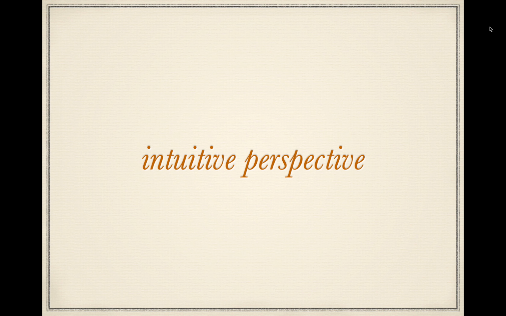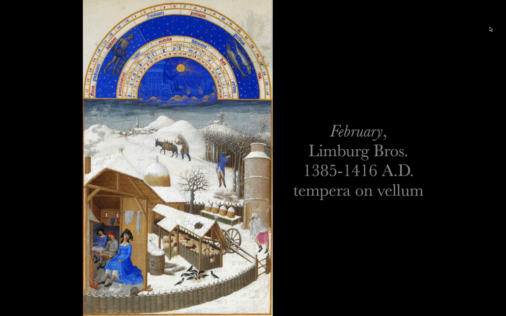Now, the next sense of perspective that we're going to talk about is intuitive perspective. Intuitive perspective was looking at the world around you and guessing at the way that things are and coming close to how they were actually supposed to be. So here, if we take February from the Book of Hours that the Limburg brothers created in the late 1300s, early 1400s, they recognize that the farther something goes away from you, the smaller that it is. So the city is smaller than these people who are in the middle ground, who are smaller than these people who are in the foreground.